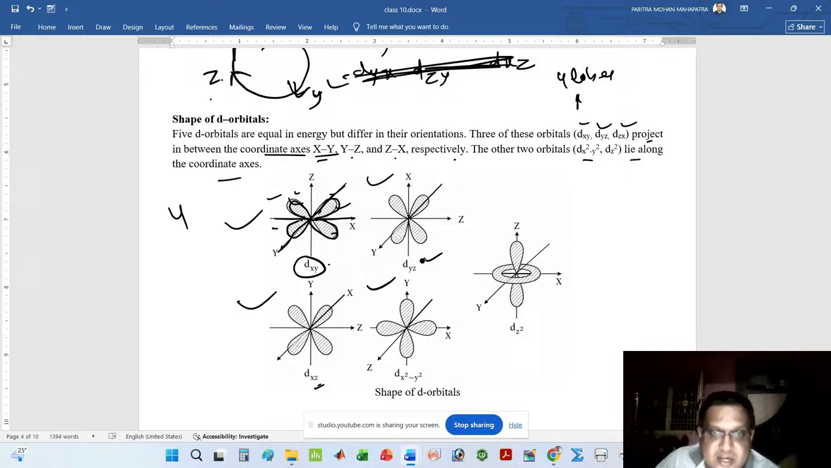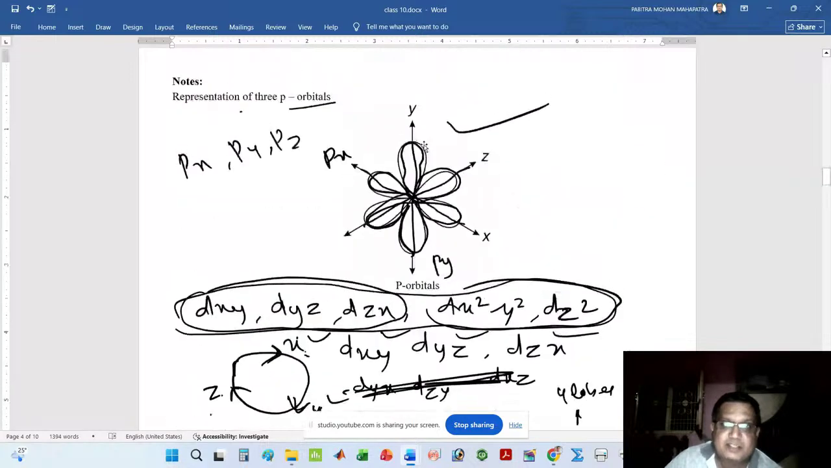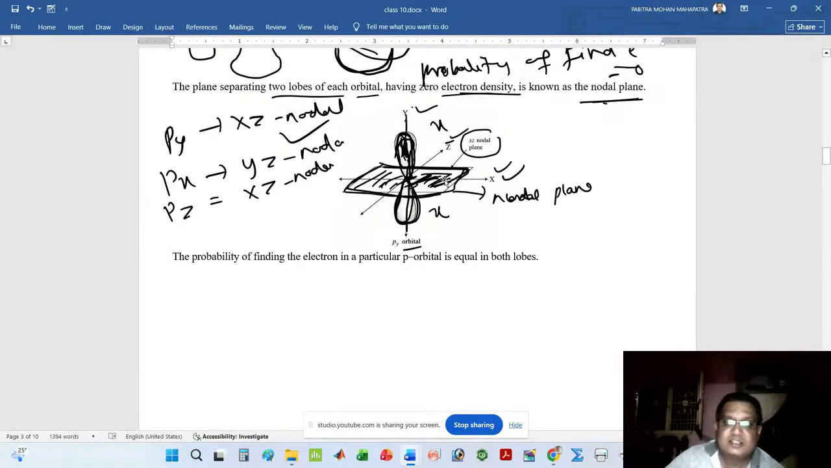Similarly, think about the dyz orbital. The four lobes are present in the dyz orbital. Let me explain this diagram. This is the yz orbital. Look at that. Here, what will happen? This is your xz plane. Here one lobe, here one lobe, here one lobe, here also one lobe. Clear? I want to try to draw again.